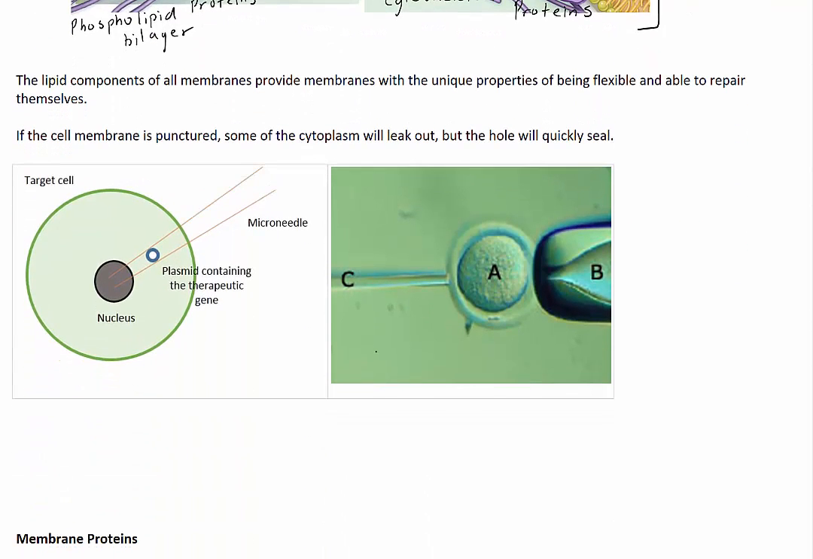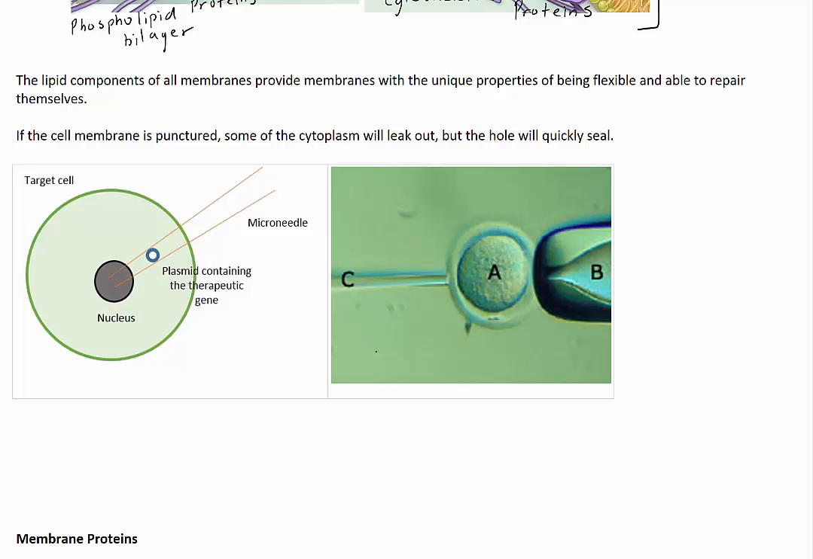The lipid component of membranes provides them with a unique property of being able to be flexible, but also to repair themselves. This allows cells to change shape and grow. Additionally, if the cell membrane is punctured, some of the cytoplasm will leak out, but the hole will quickly seal itself. And biotechnological procedures make use of this property when the inside of the cell needs to be accessed. So, for example, the cloning of embryos for generating stem cells is a process that holds a lot of promise for future treatment of deadly diseases such as diabetes and Parkinson's.